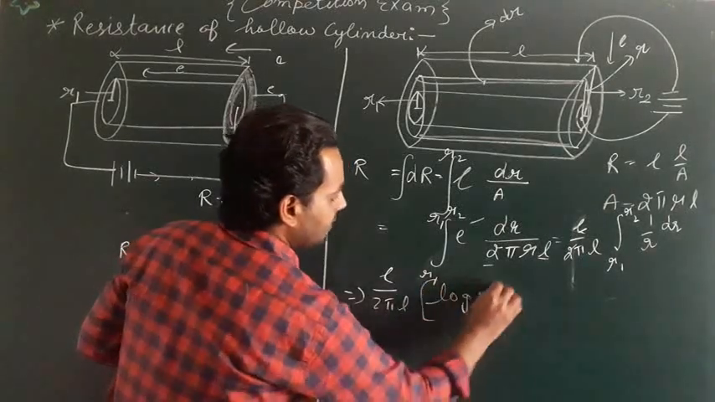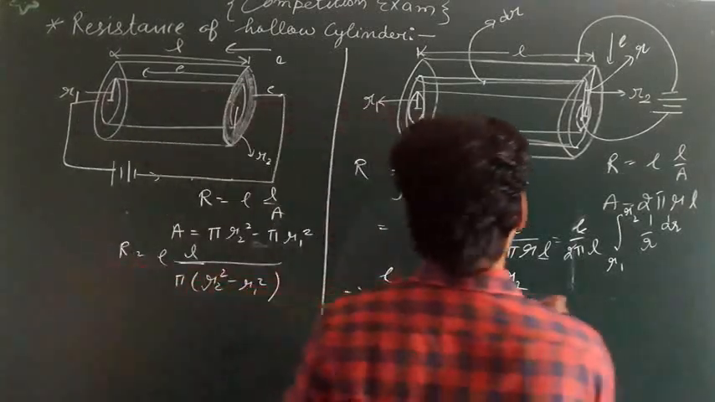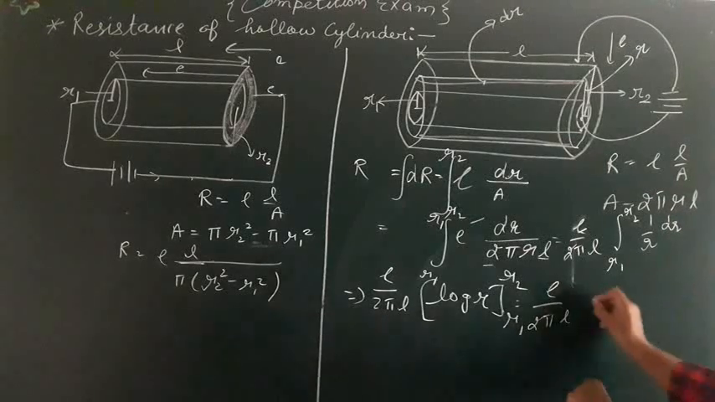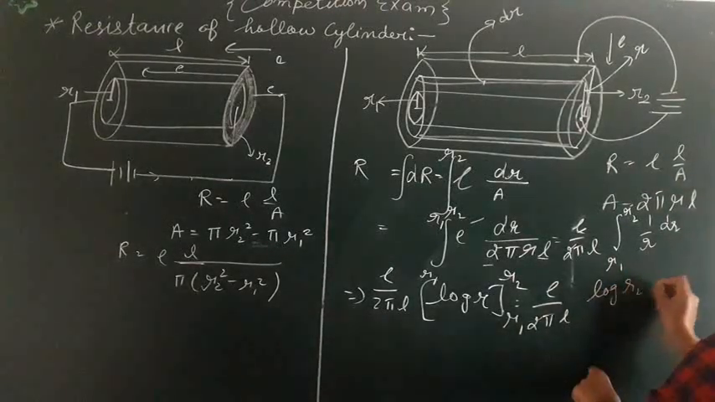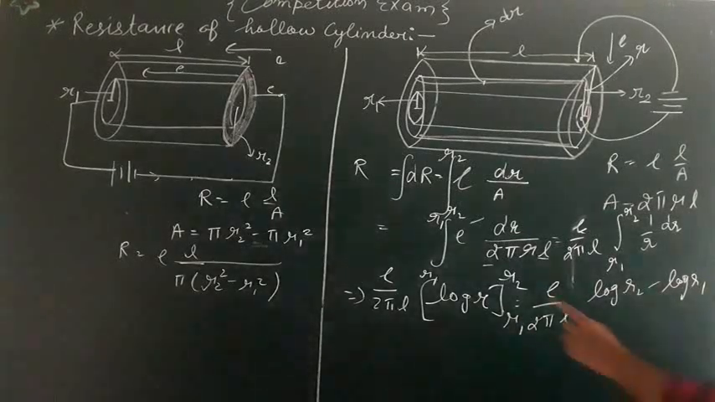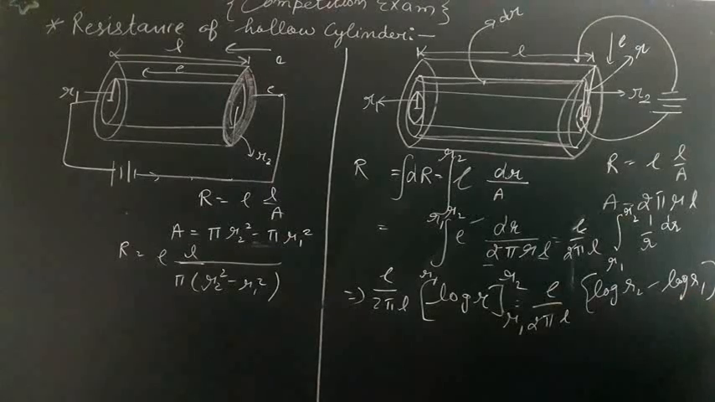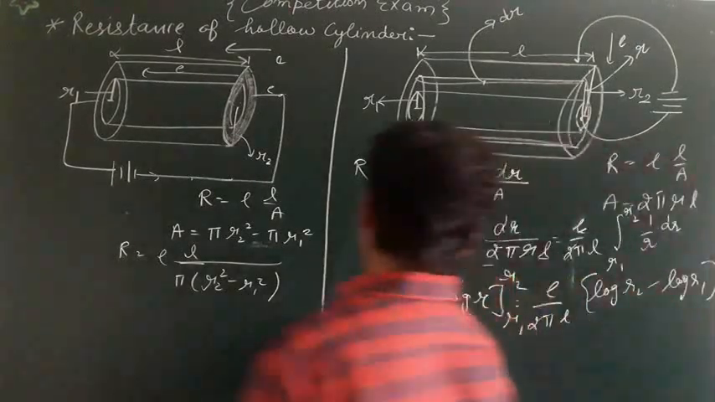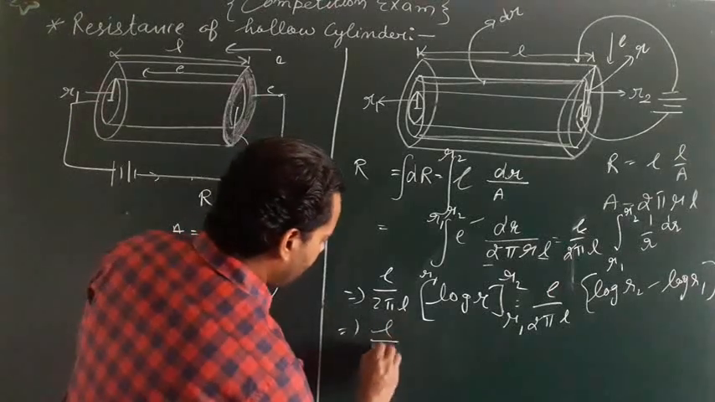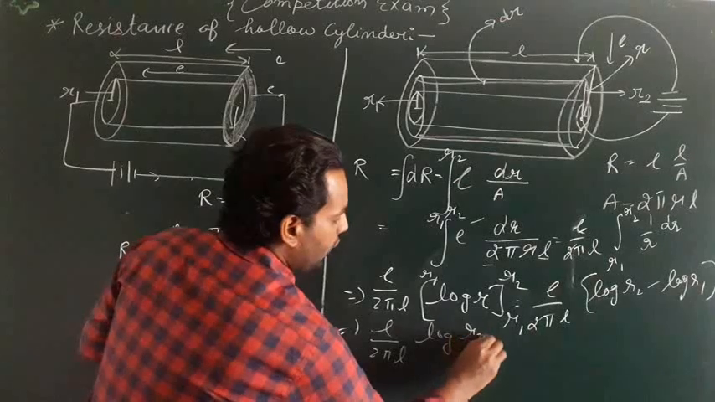So what is the limit? Its limit is R1 to R2. So what we have to see here? Here I am writing rho divided by 2 pi L, log R2 minus log R1. I am putting here the limit. So now there is log A minus log B. A minus B, that is equal to log A by B. So here comes out rho divided by 2 pi L log R2 divided by R1.